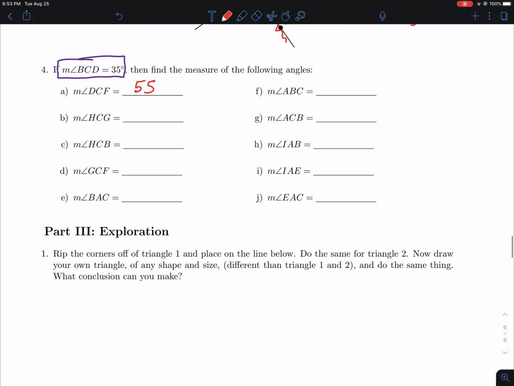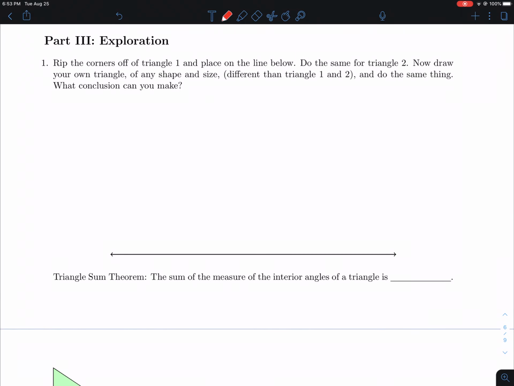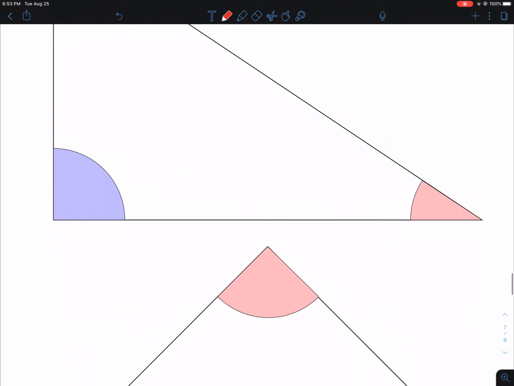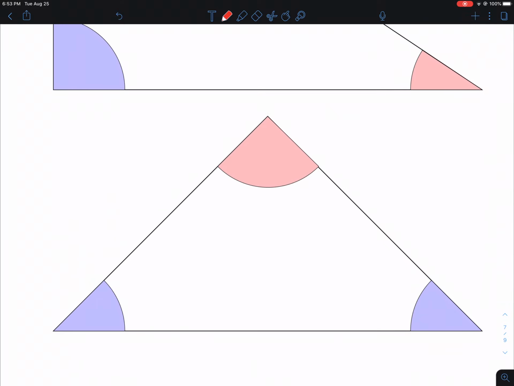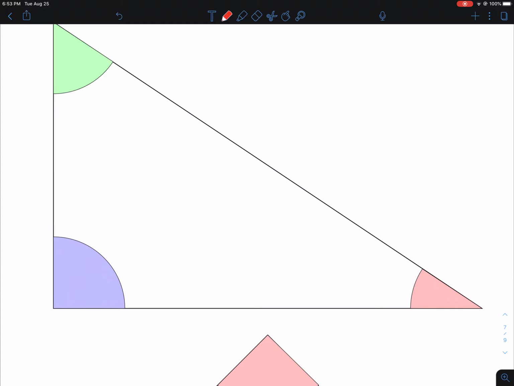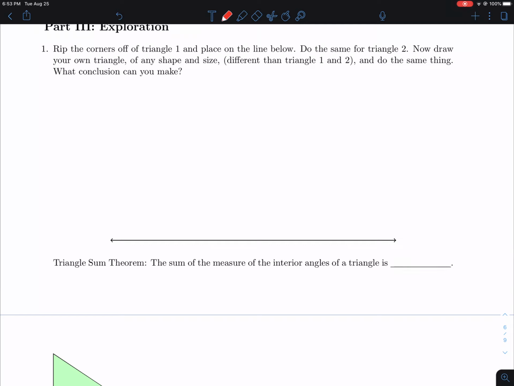All right. So part 3 is going to be our little exploration, and it's also going to be our collaboration this time. So the goal is, on the next page, I've printed off some really, really big triangles. And so your goal is, if you've got a printer, if you don't have a printer, you can just kind of trace these and then do them on your own. But the goal is I wanted you to rip off the corners of these triangles and then try to match them on this straight line, and kind of see what happens when you actually match these on the straight line.